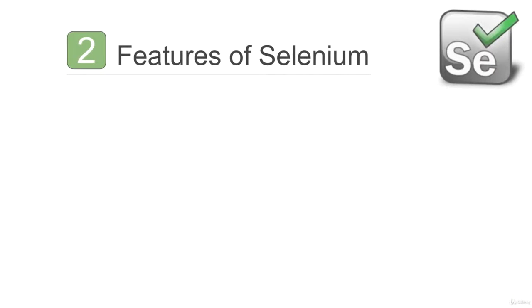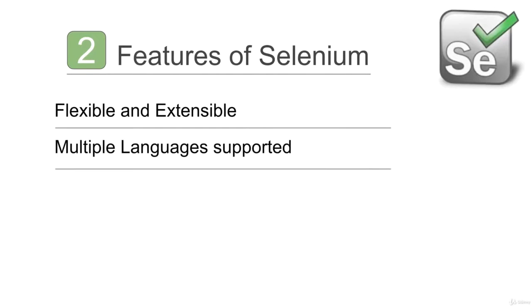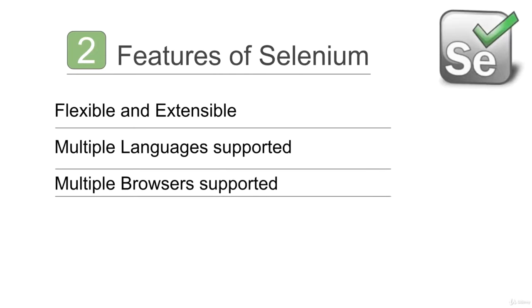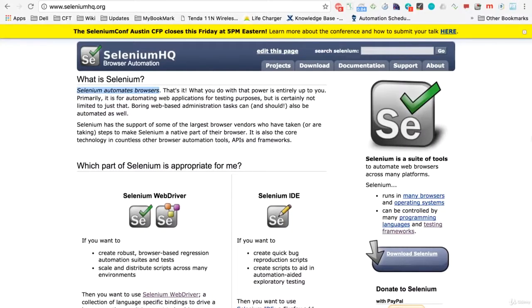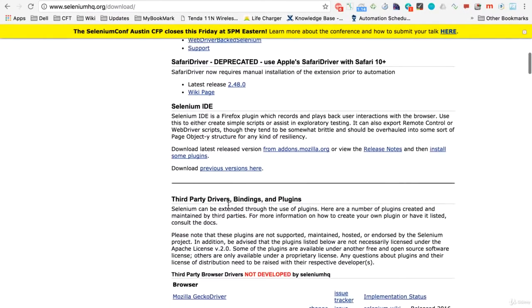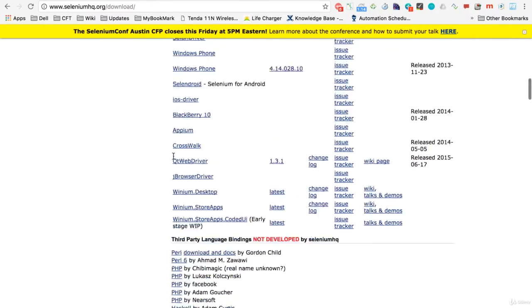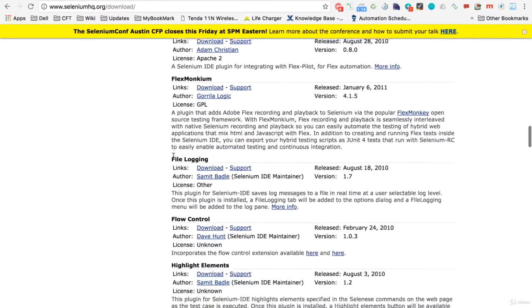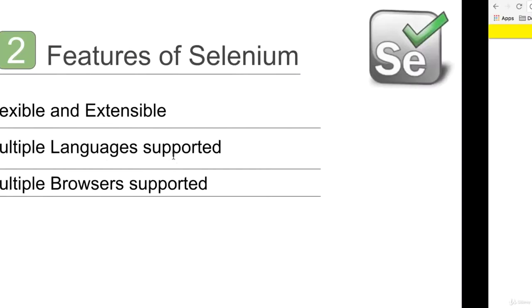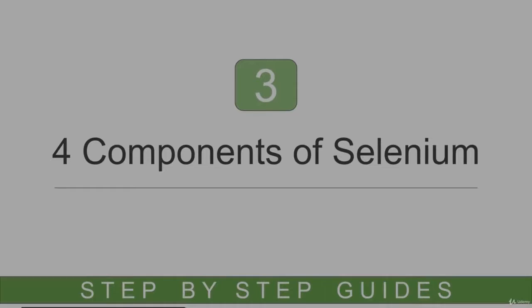Let us look at some of the features of Selenium. So Selenium is flexible and extensible. It has support for multiple languages and browsers. And if you go to the Selenium site and you go to download, and if you go down, you will find a lot of third-party plugins and add-ons available for Selenium. So you can extend Selenium and you can get a lot of functionalities in Selenium.